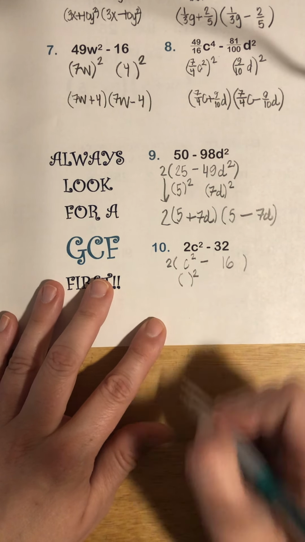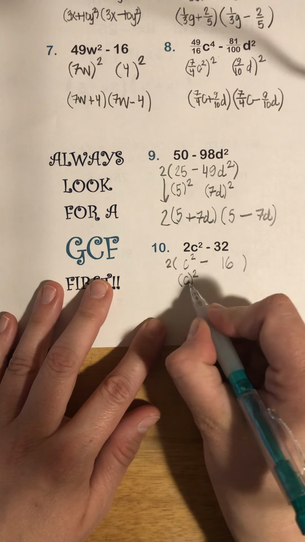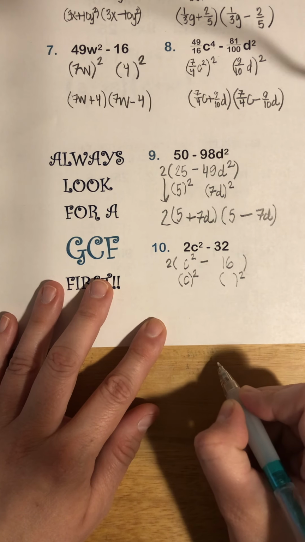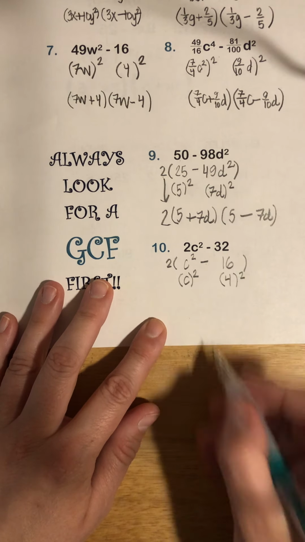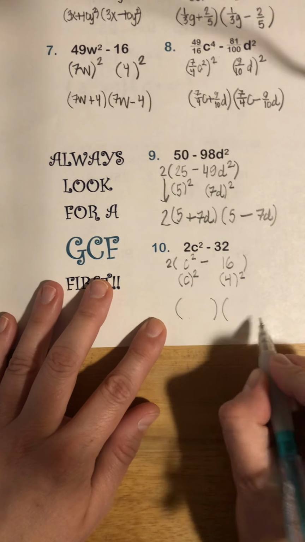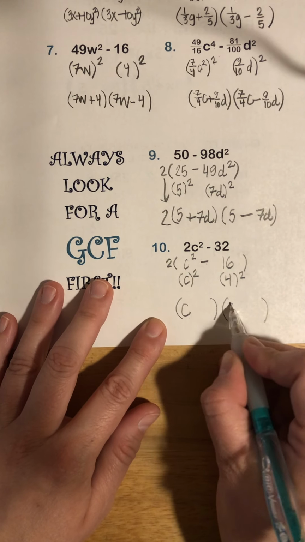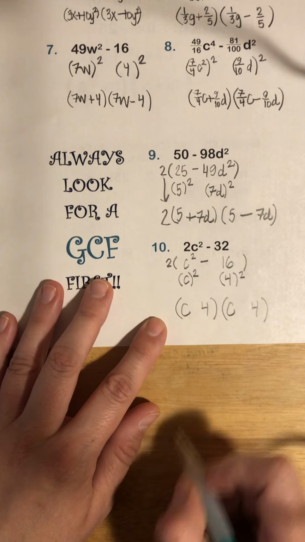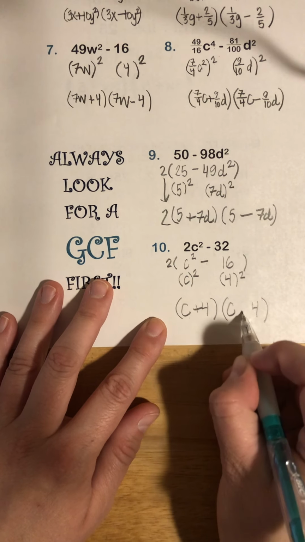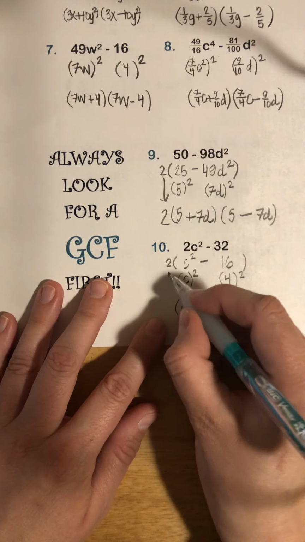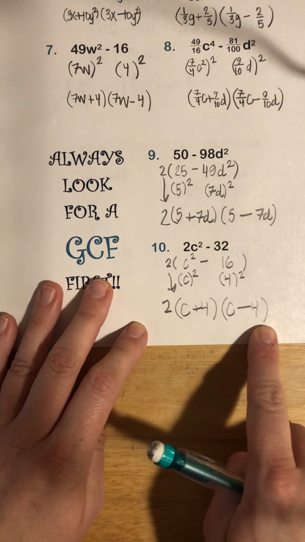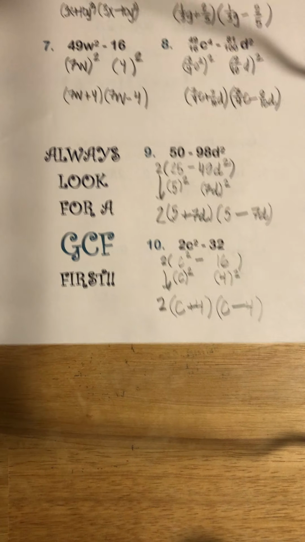What can you square to get c squared? That's easy, just a c. What can you square to get 16? That's a 4. So according to the pattern, we're going to have c in the front. We're going to have 4 in the back. One needs a plus, one needs a minus. Don't forget your GCF, because that is a part of the answer. So you want to always make sure you are looking for that greatest common factor.